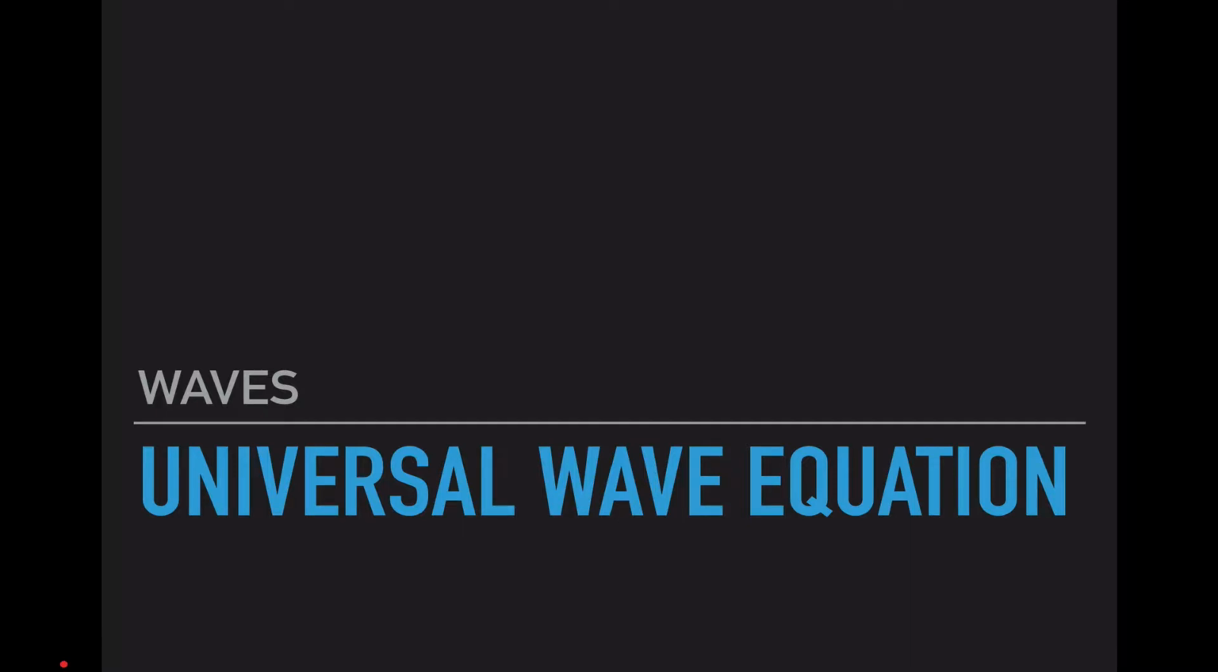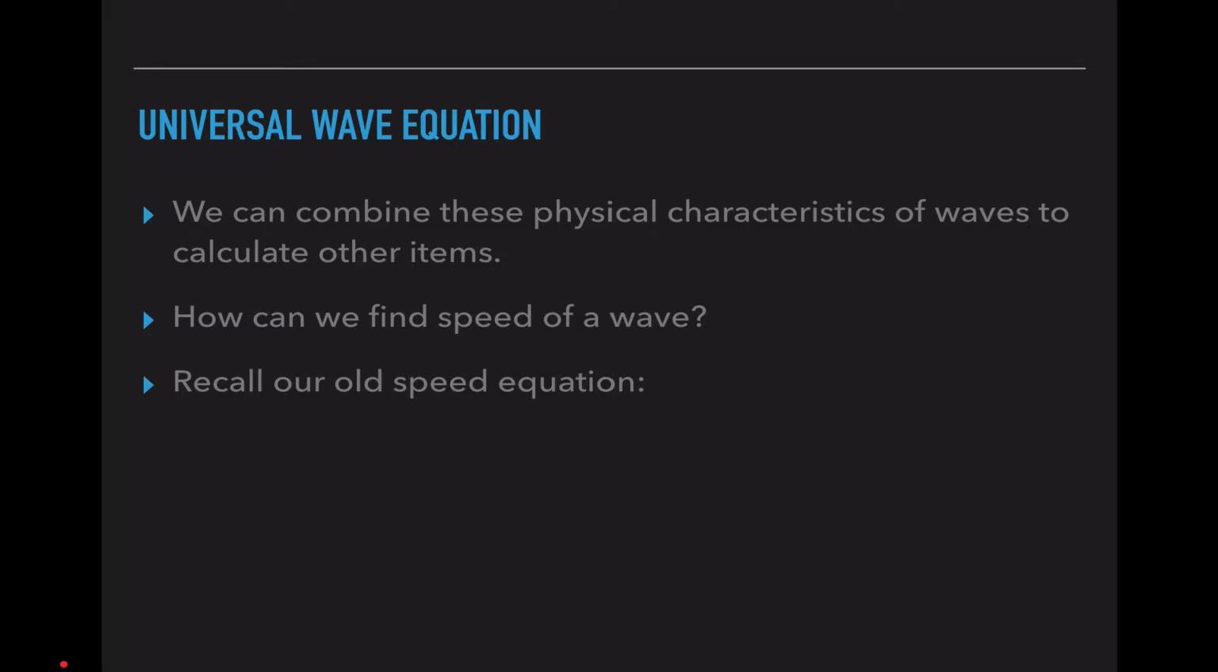Today we're going to introduce the universal wave equation. So we can combine physical characteristics that you've already learned about a wave to calculate other items. One of those items is the speed of the wave. Now we haven't done this yet. We've calculated speed, but in terms of distance traveled divided by time. So we're going to take that old equation and substitute in wave characteristics to get the same types of measurements.